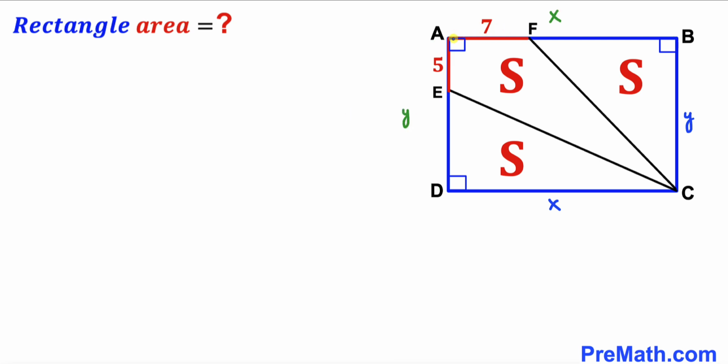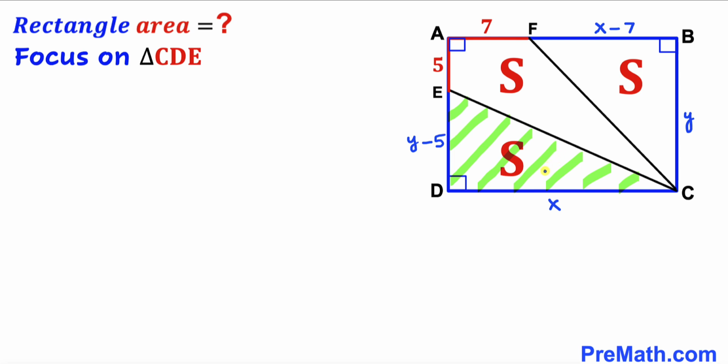And now let's make an observation. We know that this segment AF is 7 units, so therefore this remaining segment is going to be x minus 7. And likewise, let's focus on this segment AE. This is 5 units, so therefore this remaining segment ED is going to be y minus 5.